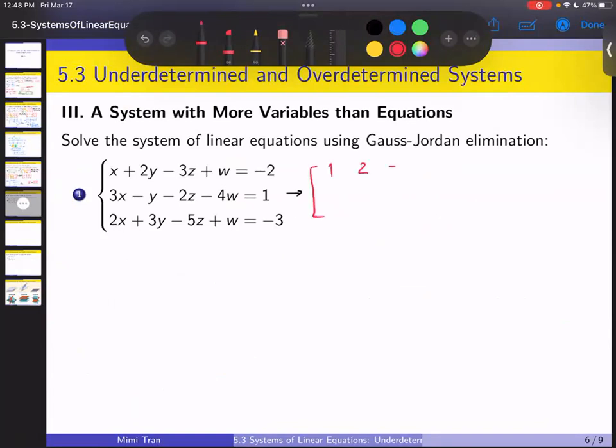1, 2, -3, 1, -2, 3, -1, 2, -2, -4, 1, 2, 3, -5, 1, -3. When you see something like this, you have more variables than rows. It's likely that you run into infinitely many solutions.